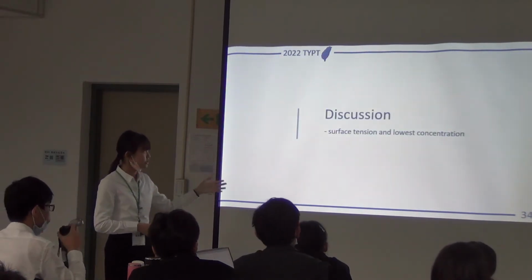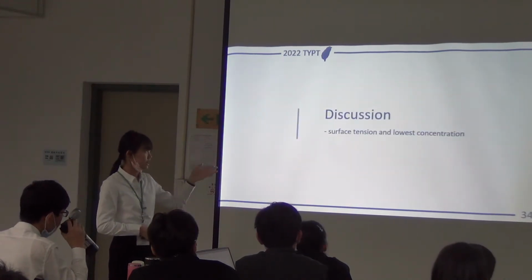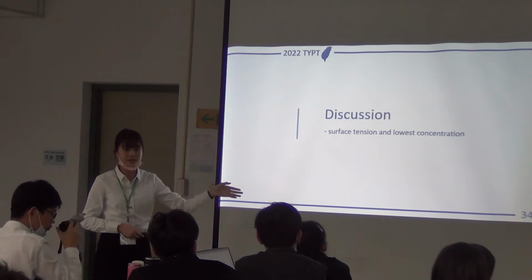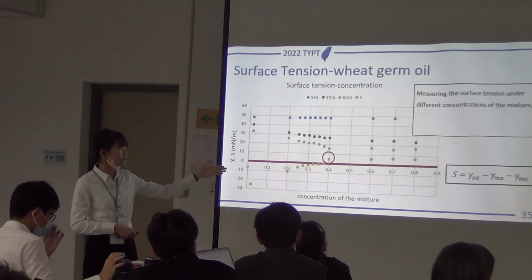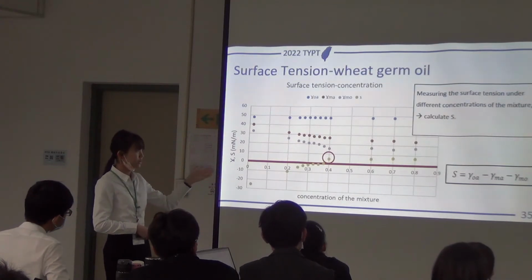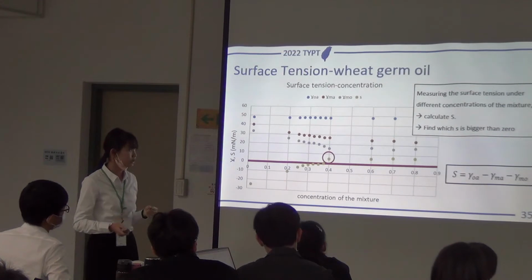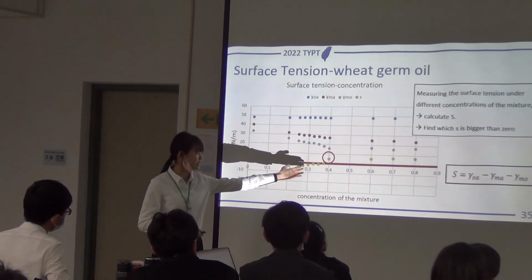So here's our discussion. For the discussion, I'll tell you the connection between the surface tension and the lowest concentration. By measuring the surface tension at different concentrations of the mixture, we can additionally calculate S, and we can find the lowest concentration by finding where S is bigger than 0.